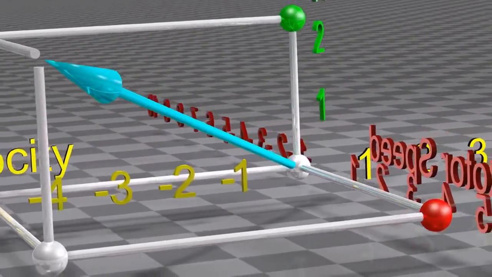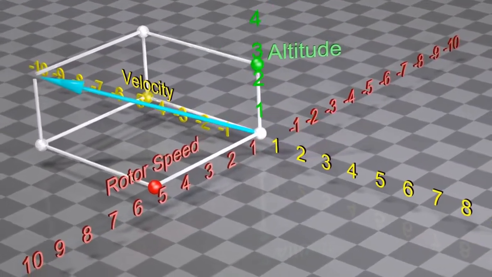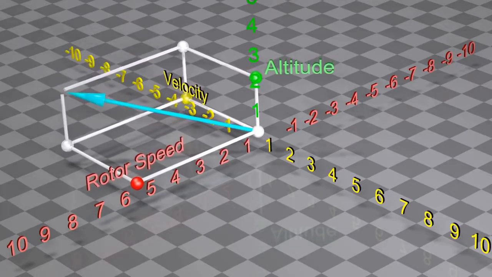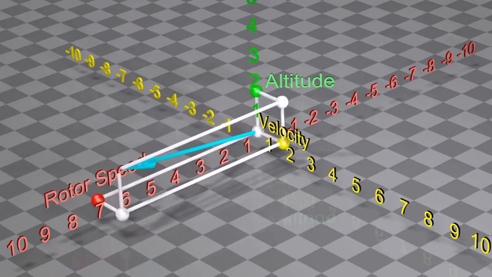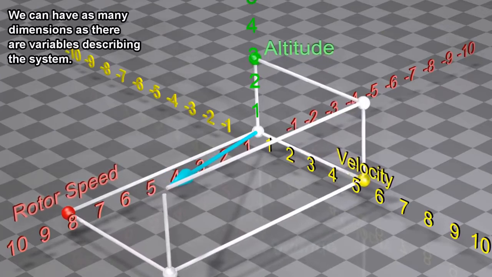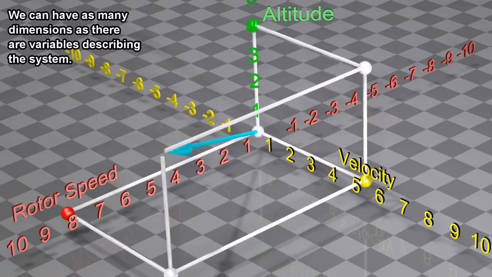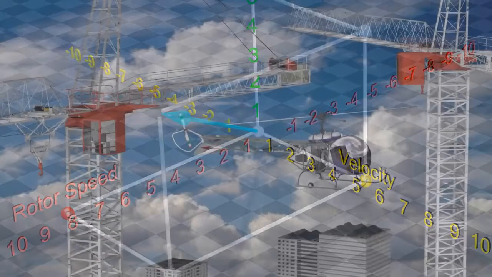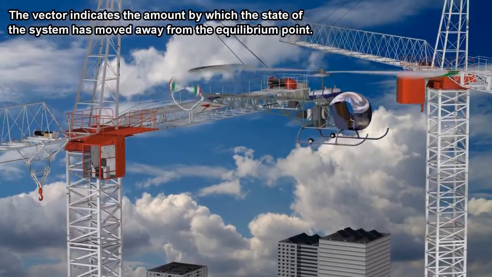At any moment in time, the state of a system can be represented with a vector. The vector does not need to be limited to 3 dimensions as is shown here. We can have as many dimensions as there are variables describing the system. The vector indicates the amount by which the state of the system has moved away from the equilibrium point.